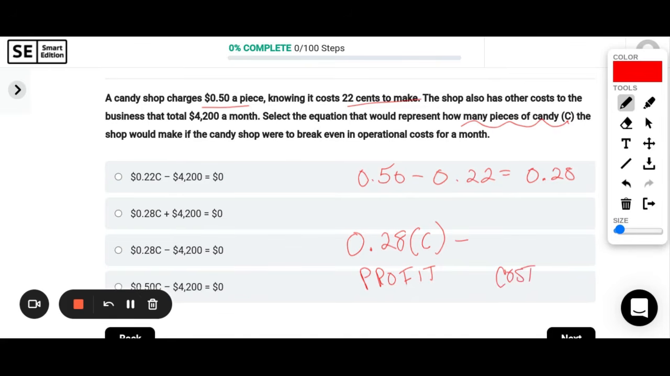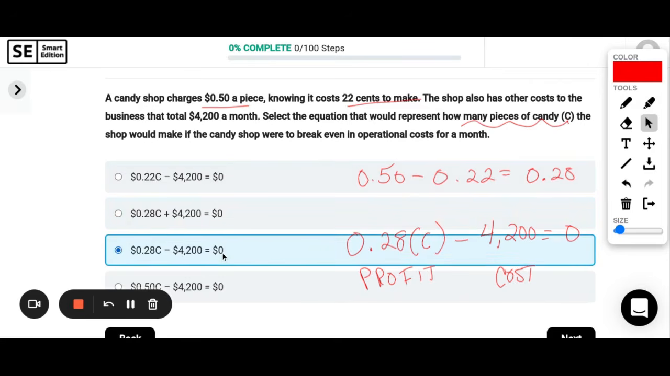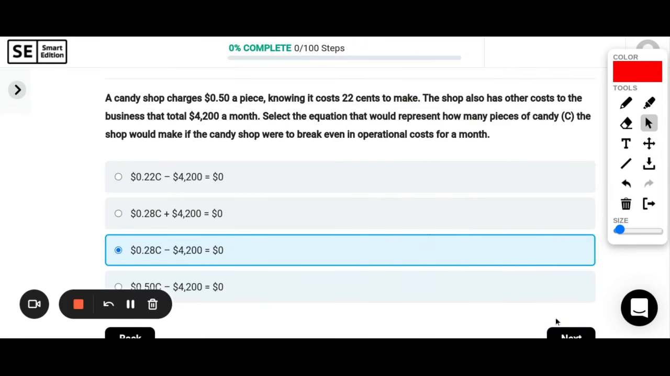We need to get rid of how much it costs us to run the business, which is 4,200. That's going to equal 0. It's saying they're breaking even. So our profit and our cost have to cancel each other out. So it looks like our best option here would be that 0.28 times C minus 4,200 will equal 0.